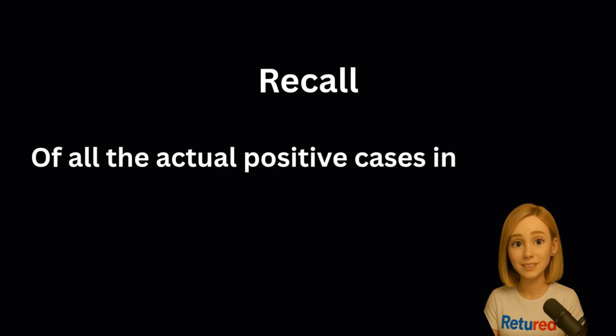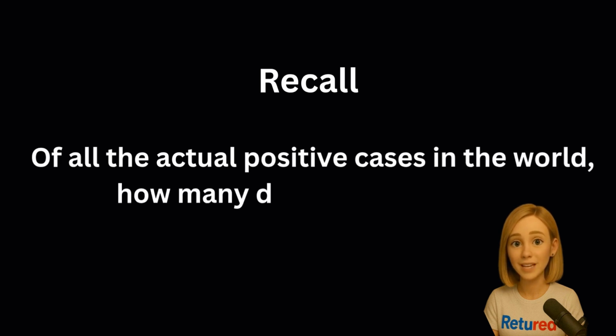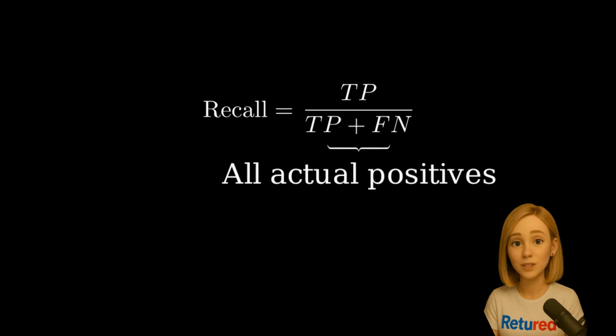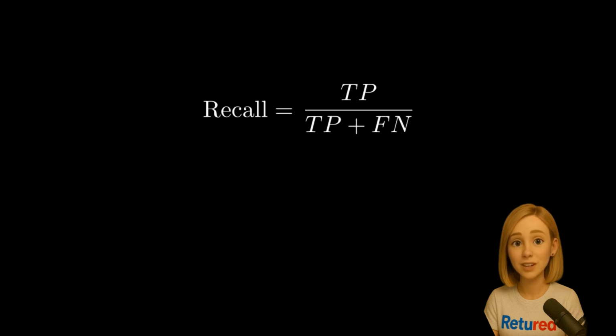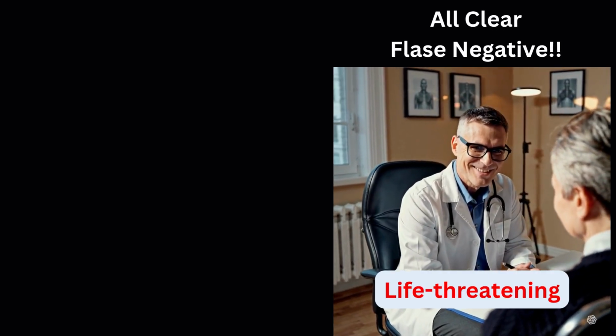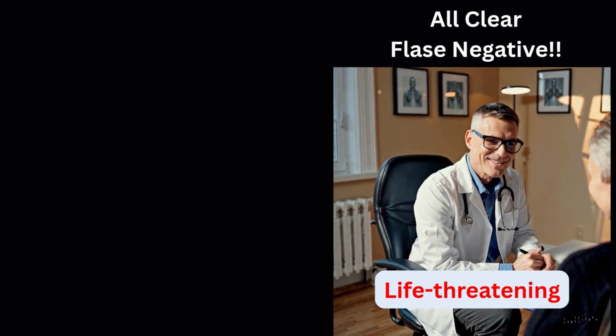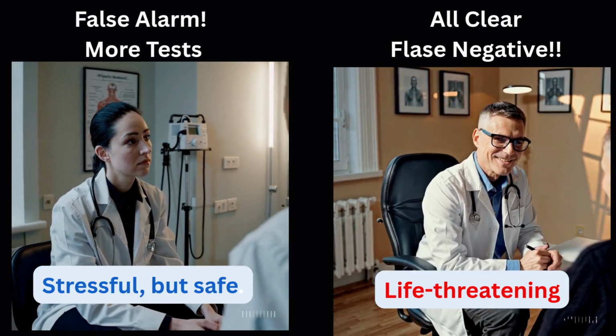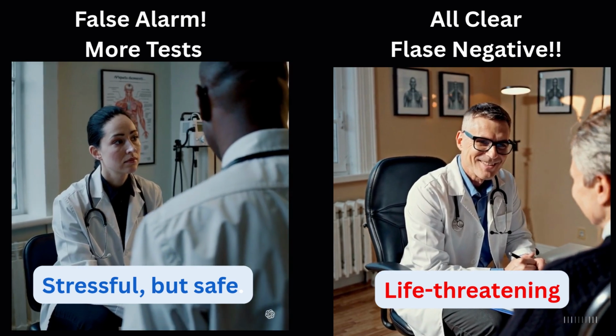Next up is recall. If precision is about purity, recall is about completeness. It answers the question, of all the actual positive cases in the world, how many did our model find? You need high recall when the cost of a false negative is high. This is the opposite of the precision scenario. For medical diagnosis, you absolutely cannot miss a patient who has a disease. A false negative could be fatal. You'd rather have a false positive, telling a healthy person they might be sick and need more tests, than miss a real case.